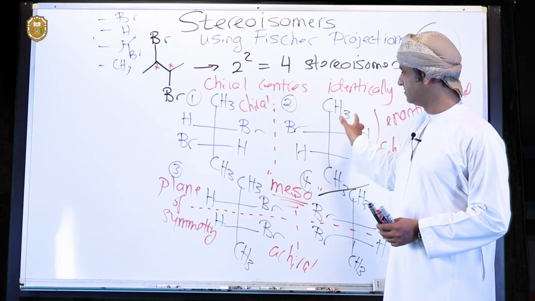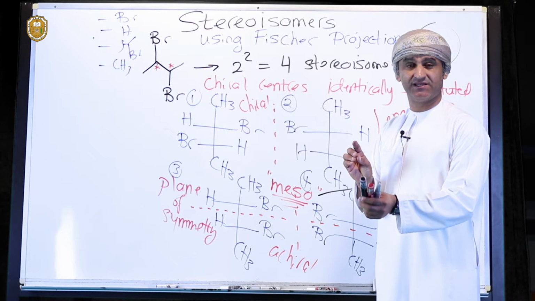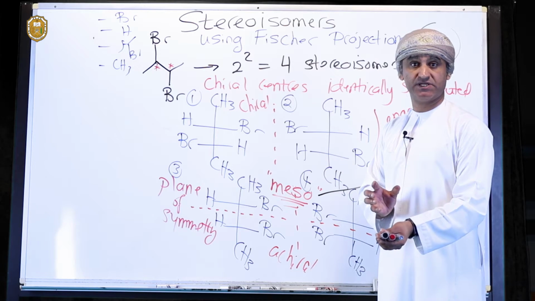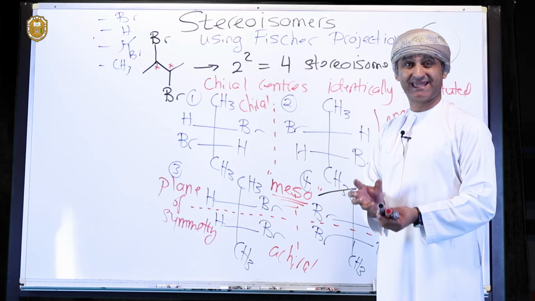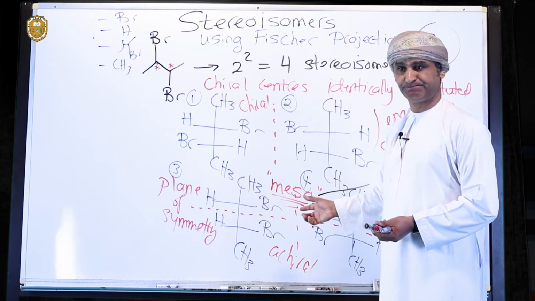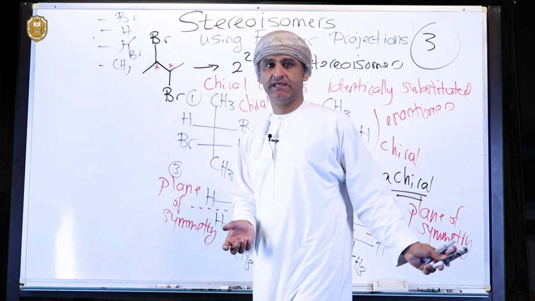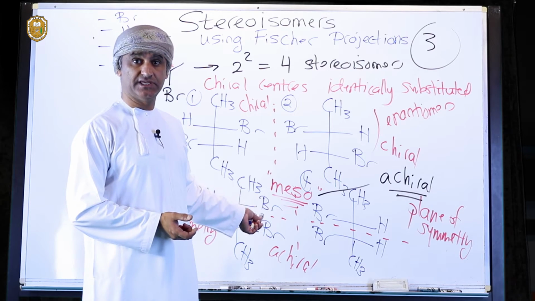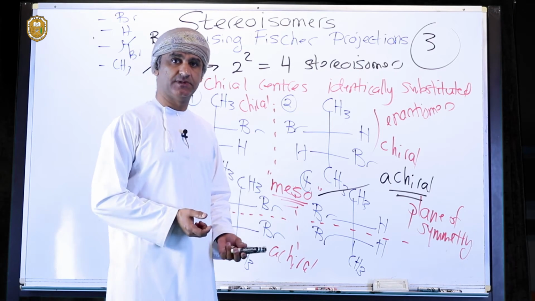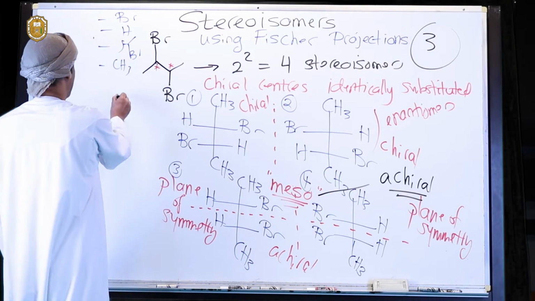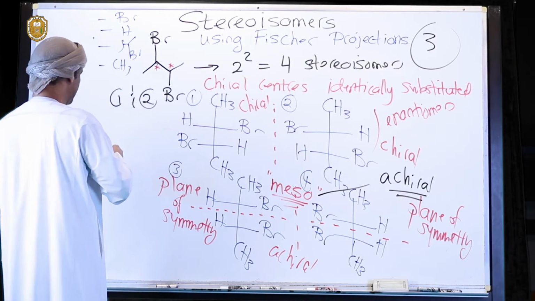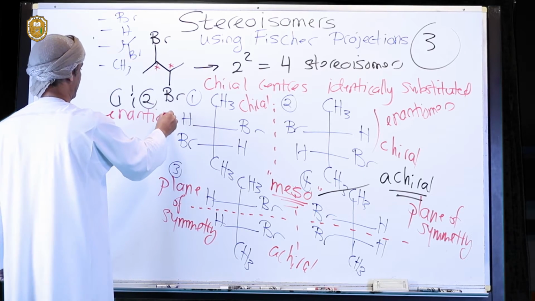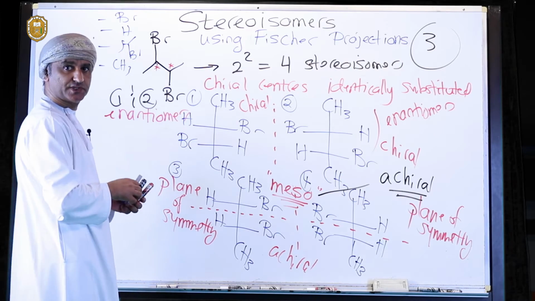So 1 and 2 are enantiomers. 3 and 4 represent identical stereoisomers. So 3 and 4 are exactly the same. They do have a plane of symmetry. They represent a meso compound whose alpha D again is 0. It's achiral. Okay, 1 is chiral, 2 is chiral, 3 is achiral. It will not rotate the plane polarized light again. So 1 and 2 are actually enantiomers. 3 is a meso compound.